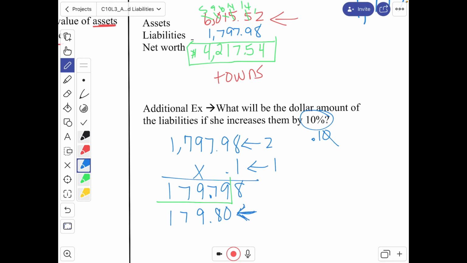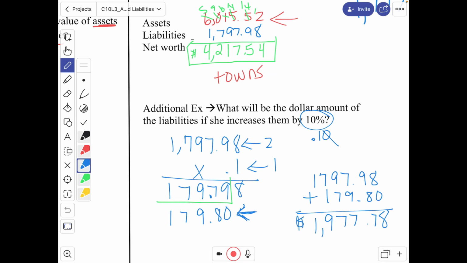So now I need to add that back to what her liabilities were. They were $1,797.98, and she just made them go up by that much. So her new liabilities are $1,977.78.